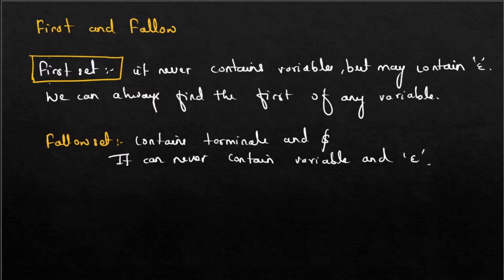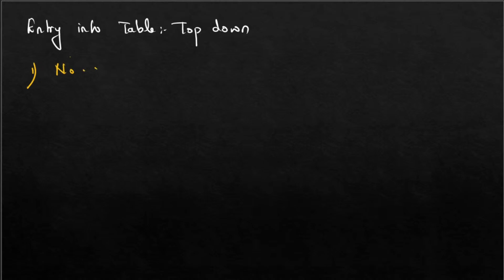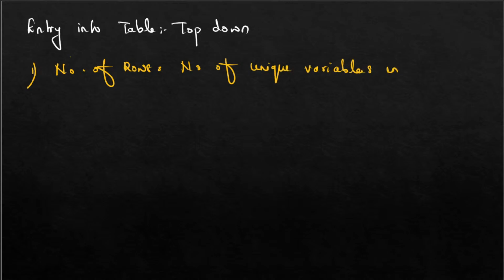Okay, now let's note some important entry points into the table of top down. Entry into table, top down. The very first is the number of rows is equal to the number of unique variables in the grammar.